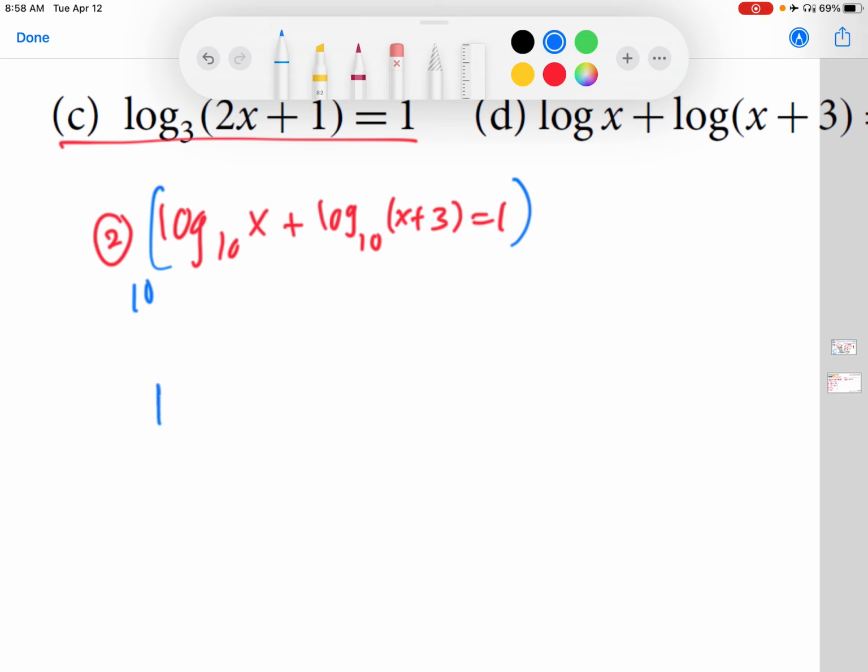Okay, so on the left-hand side, I have 10 to the log base 10 of x, plus log base 10 of x plus 3, equals 10 to the first. So that's just 10. Okay.